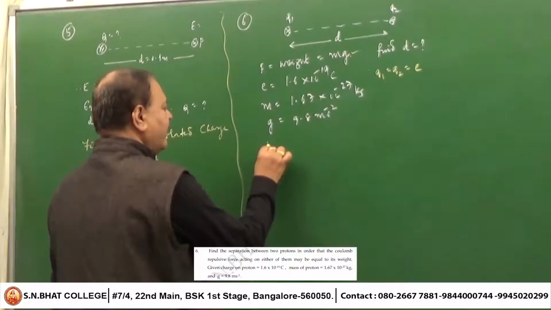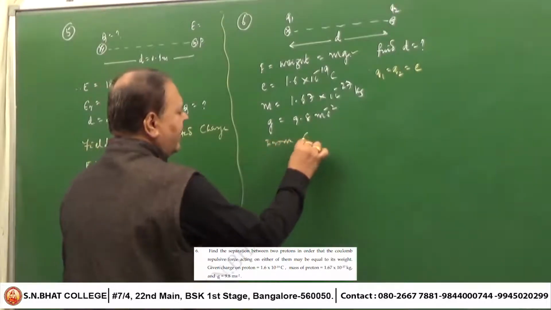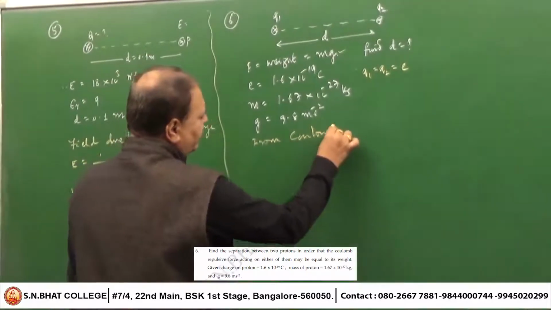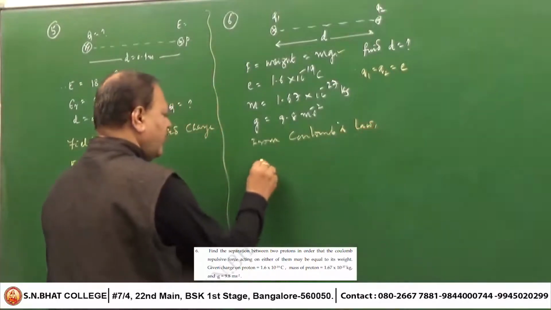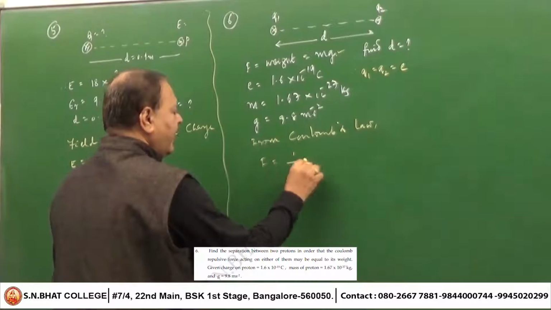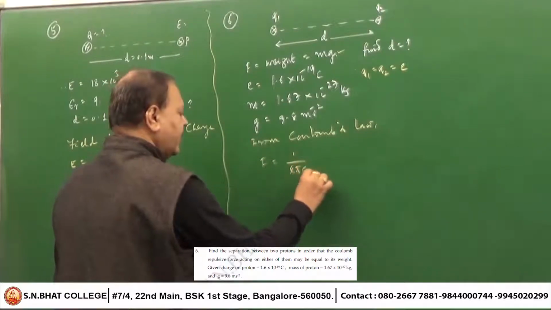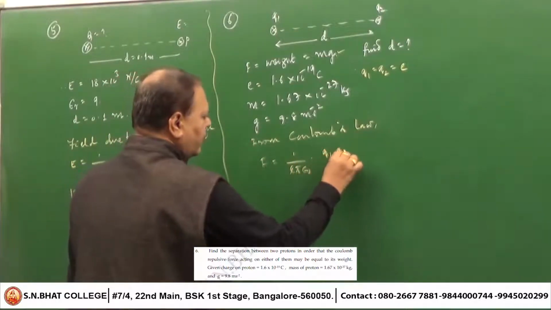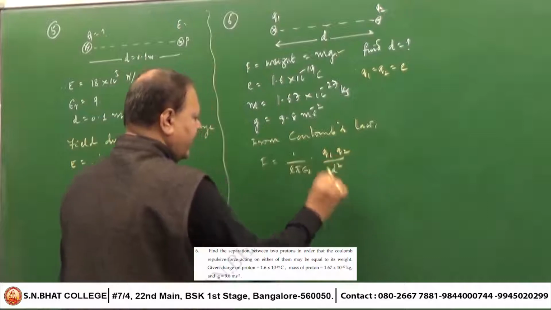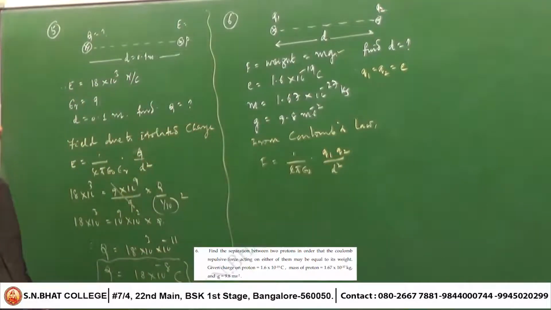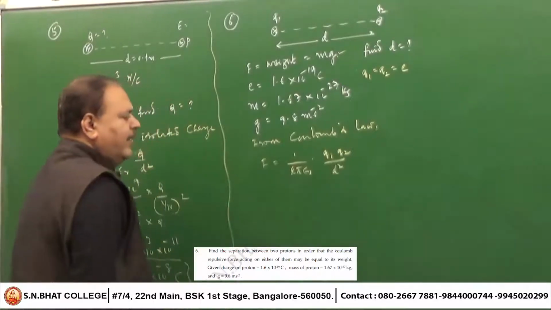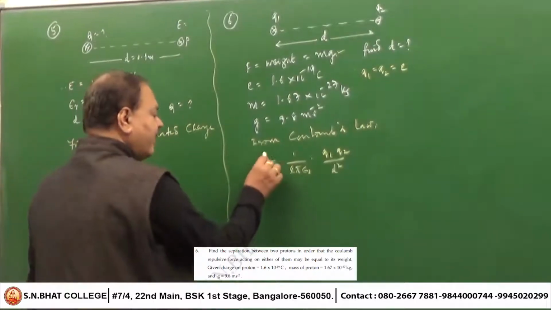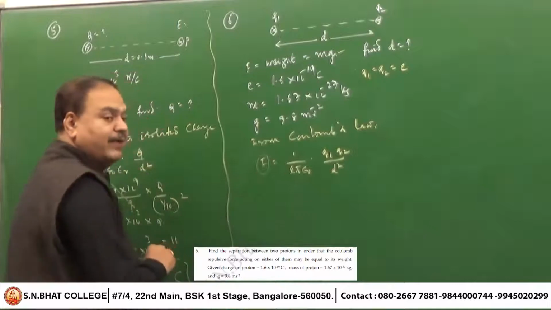Therefore, you know from Coulomb's law that F is equal to 1 by 4 pi epsilon naught into Q1 Q2 by D square. This is a formula, inverse square. He has given everything. You want to calculate the value of D. Now in the place of F, you must write the value of mg.